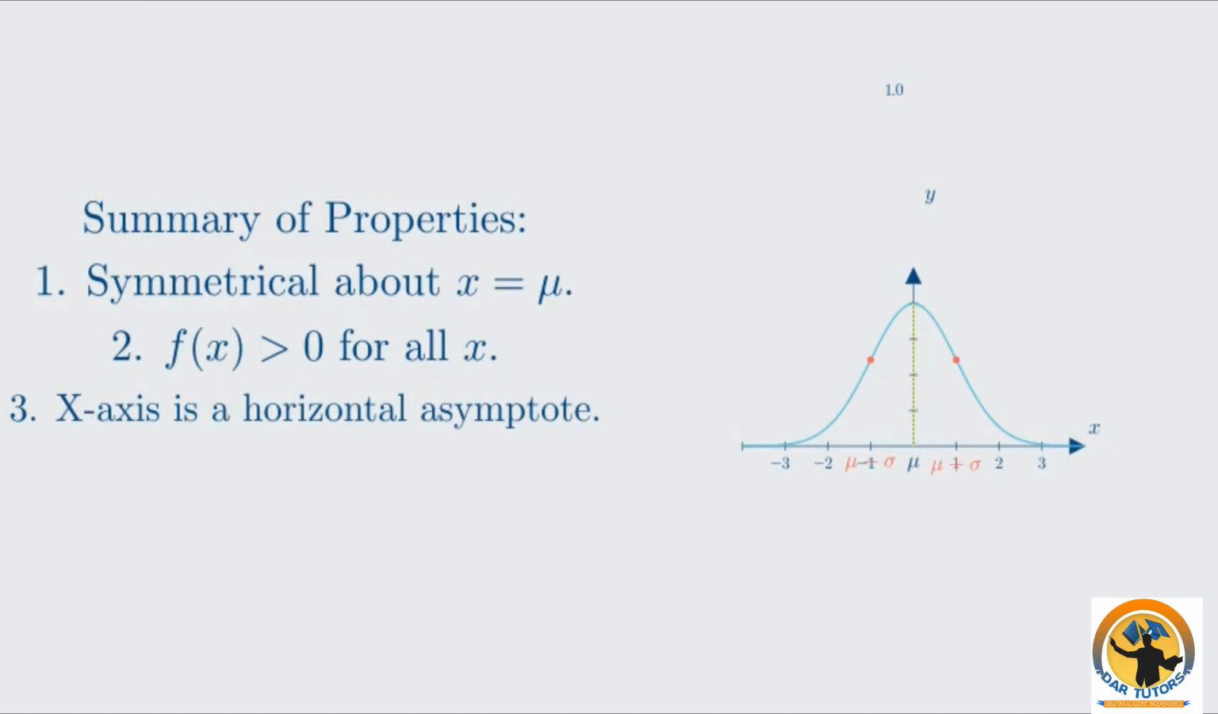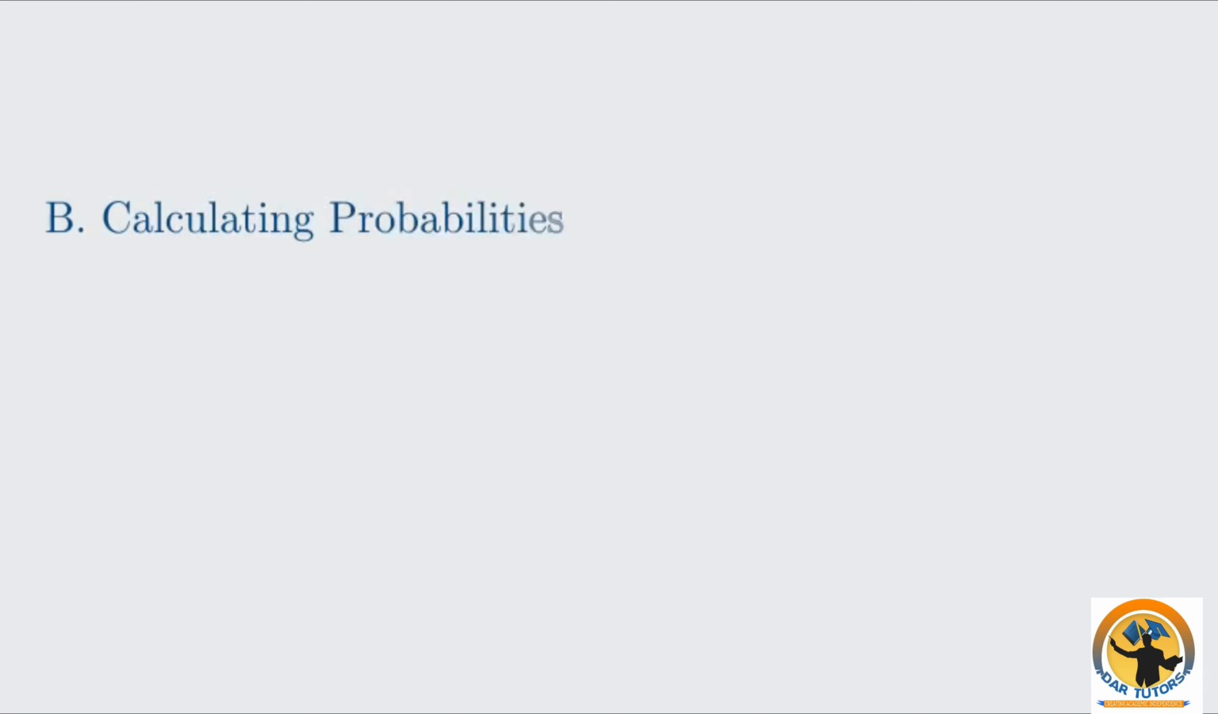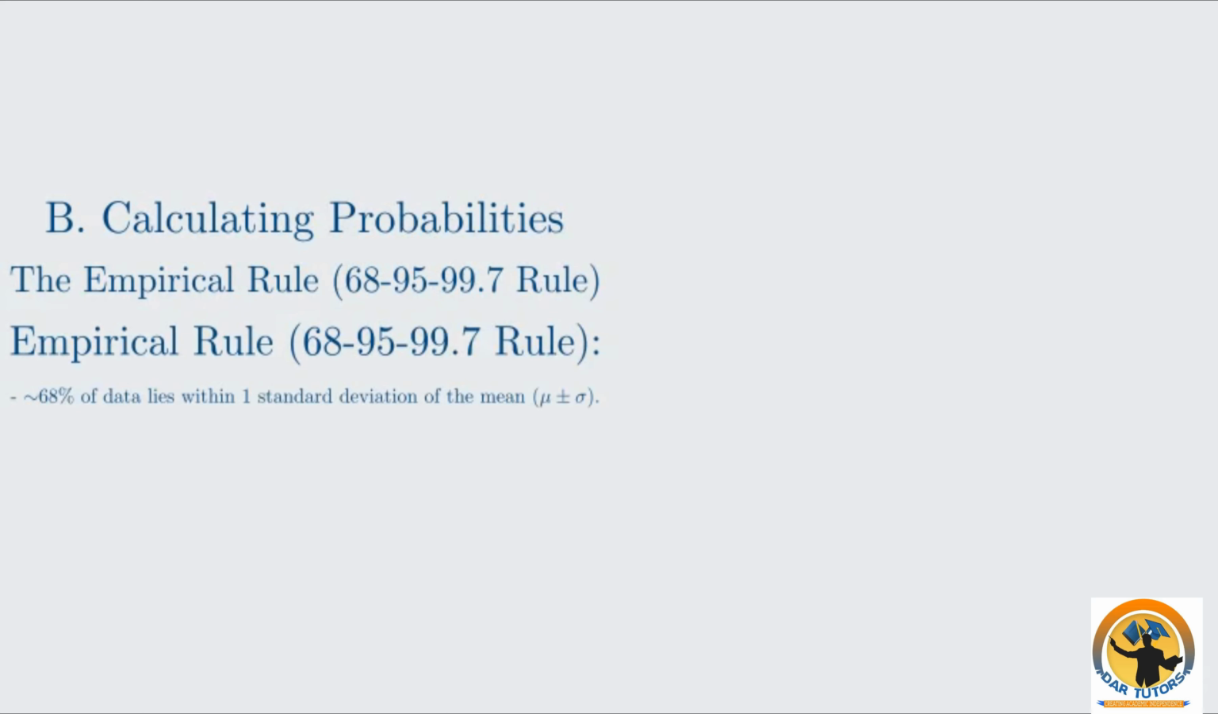We've established that probabilities for a continuous random variable are found by calculating the area under its probability density curve. For the normal distribution, a special rule helps us estimate these probabilities based on standard deviations from the mean. This rule, known as the empirical rule, states that for any normally distributed population with mean mu and standard deviation sigma, approximately 68% of the data lies within one standard deviation of the mean, that is, between mu minus sigma and mu plus sigma.